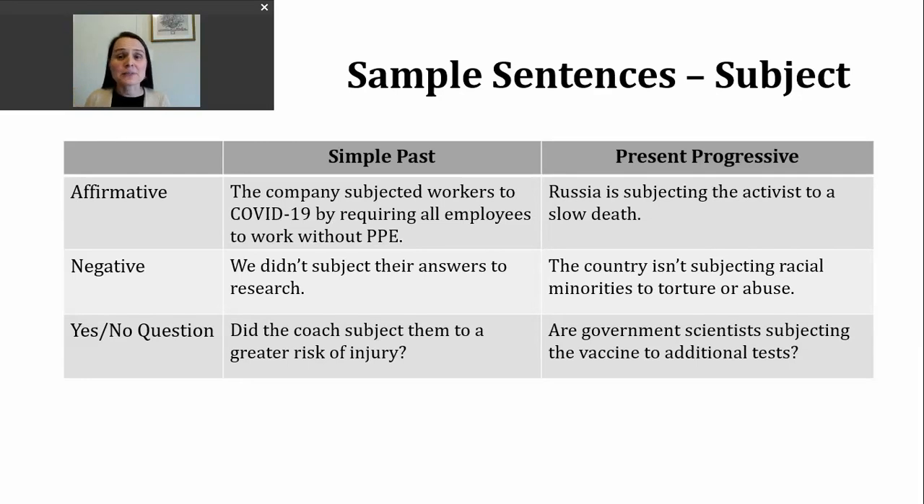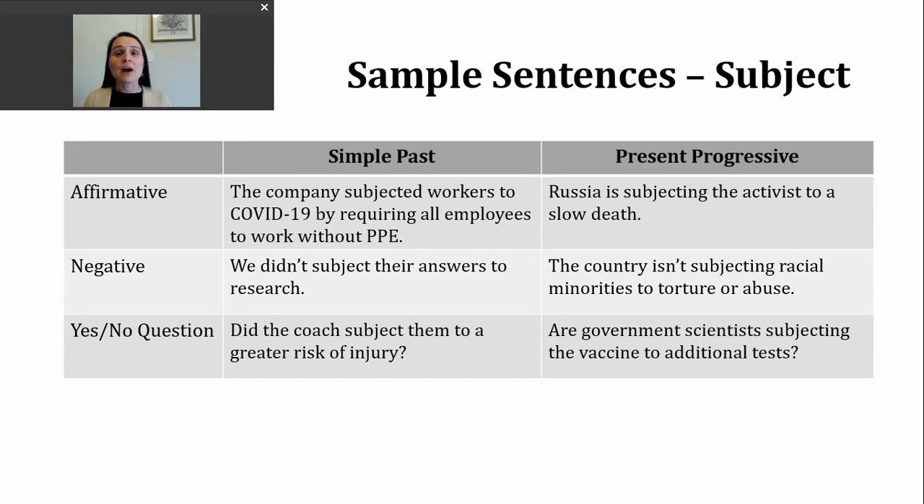Here's another example sentence. Russia is subjecting the activists to a slow death. This unfortunately is a sentence describing something that's happening right now. A particular person who's been a very outspoken critic of corruption in the Russian government is now being treated in a way that is likely going to lead to his death.